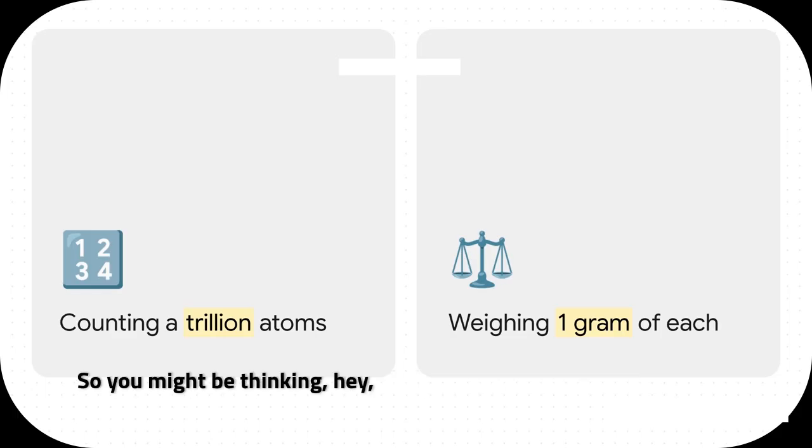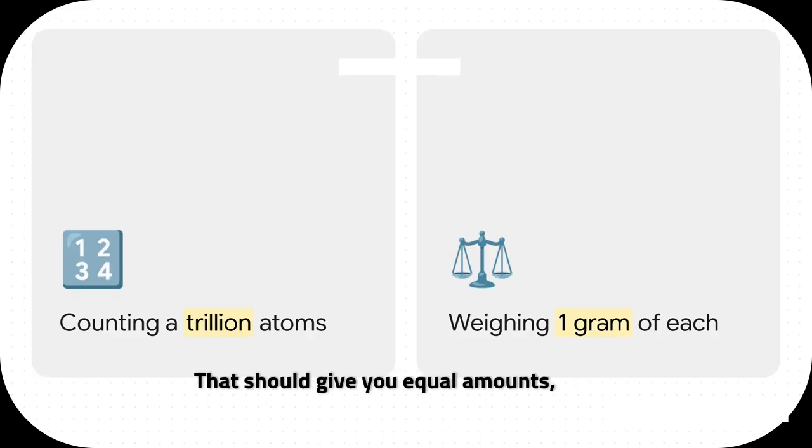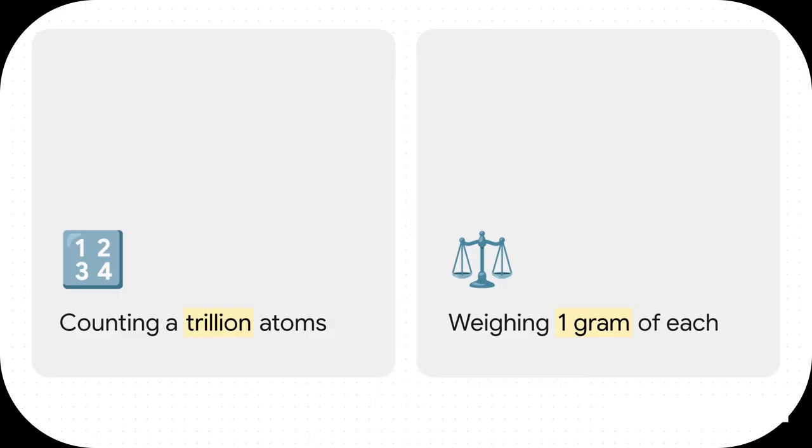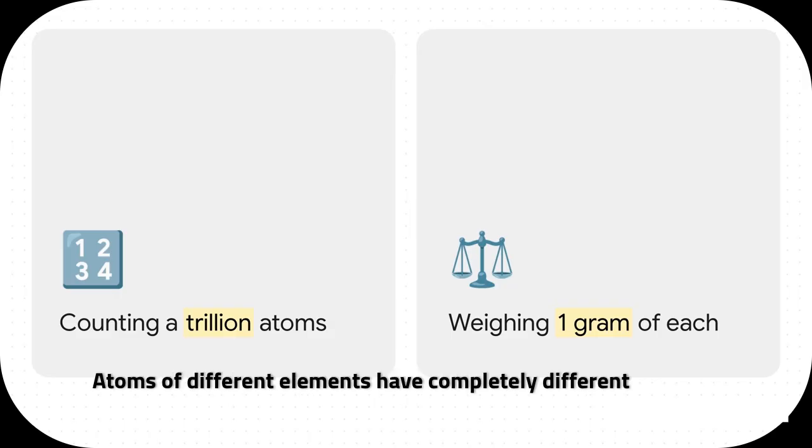So you might be thinking, hey, I'll just do what chemists always do. I'll grab a scale. You weigh out exactly 1 gram of hydrogen and exactly 1 gram of fluorine. That should give you equal amounts, right? Well, unfortunately, no. That logic is deeply flawed, and the reason why is pretty simple. Atoms of different elements have completely different weights.